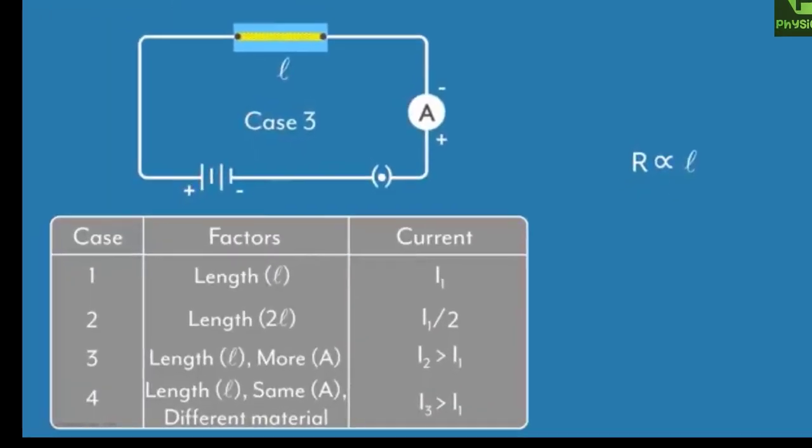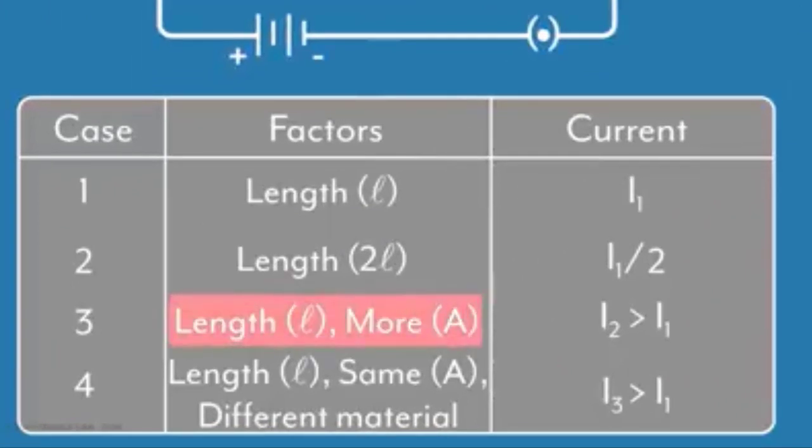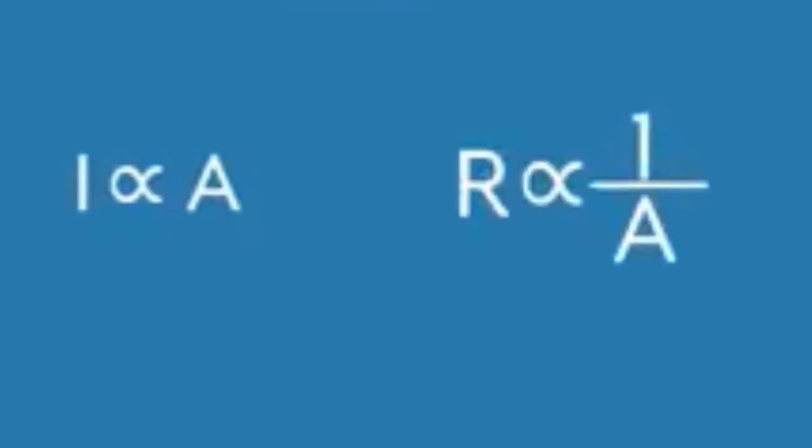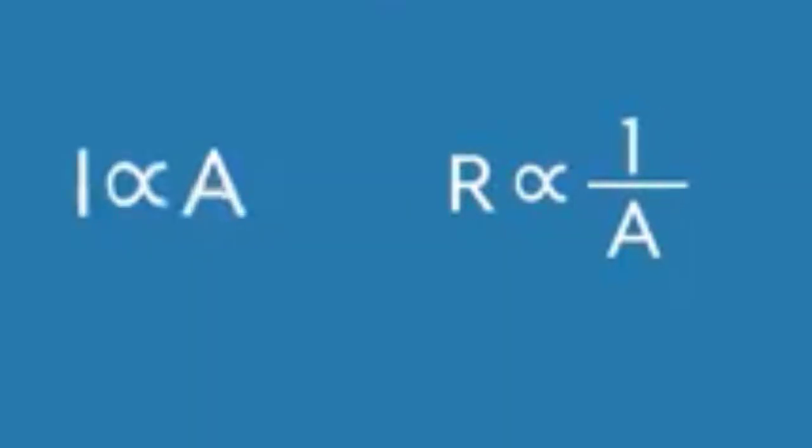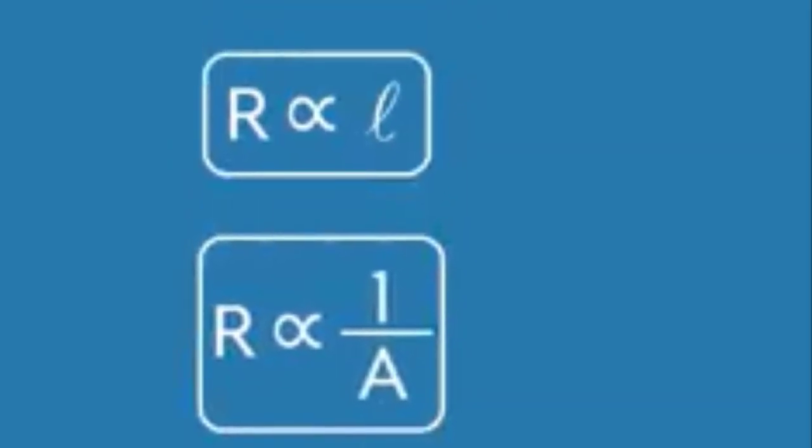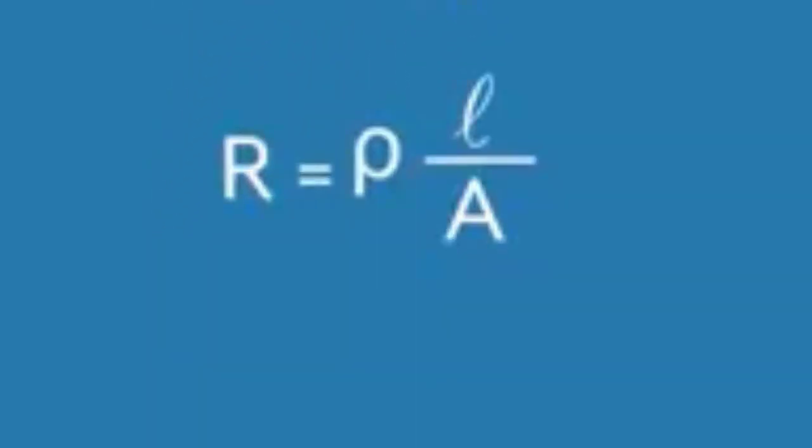The third case tells us that as the thickness of the wire was increased, the current flowing through it also increased. It tells us that the current flowing through a conductor is directly proportional to the cross-sectional area of that conductor, which means that the resistance will be inversely proportional to the cross-sectional area of the conductor. Combining these two tells us that the resistance is directly proportional to the length of the conductor and inversely proportional to its cross-sectional area. If we introduce a constant ρ, it can be written like this.